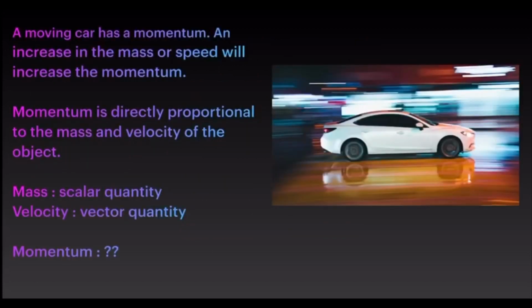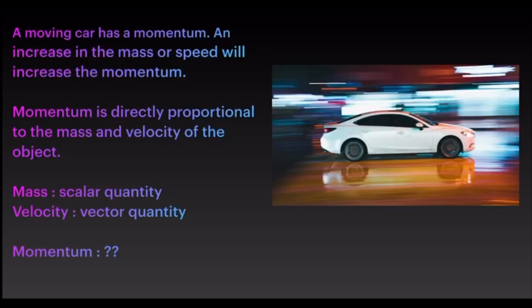A moving car has a momentum. An increase in the mass or the speed will increase the momentum, which means momentum is directly proportional to the mass and the velocity of the object. So if we change the mass or the velocity, we're going to change the momentum of the object.